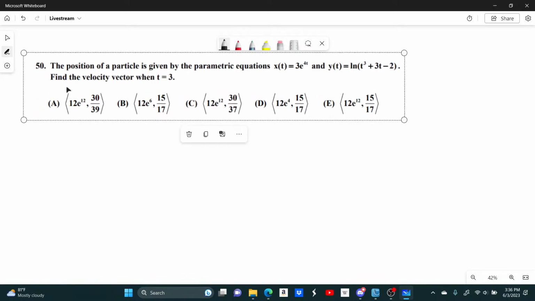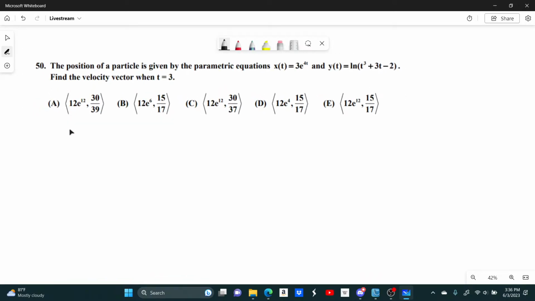All right, the position of a particle is given by the parametric equations x of t equals 3e to the 4t, and y of t equals natural log of t cubed plus 3t minus 2. Find the velocity vector when t equals 3.